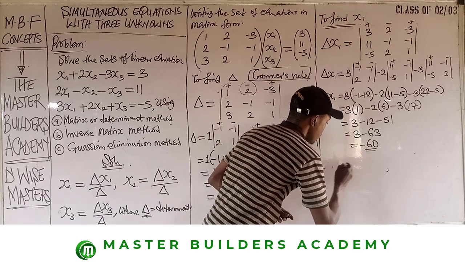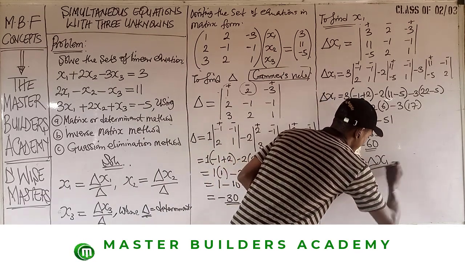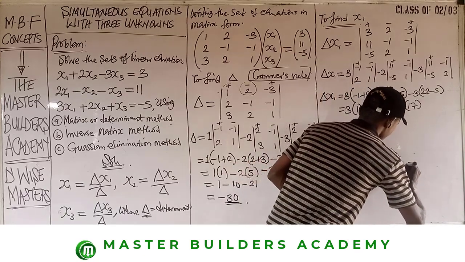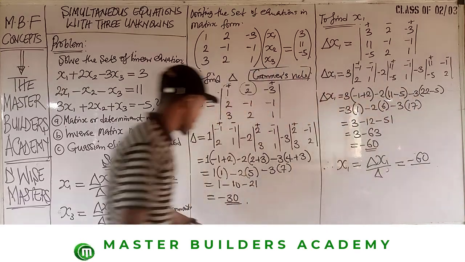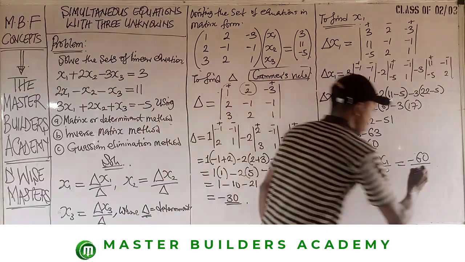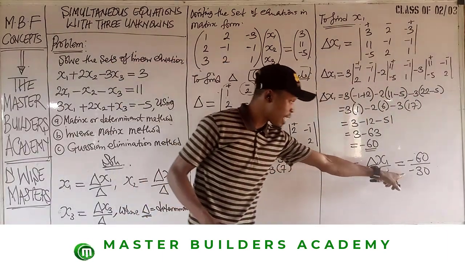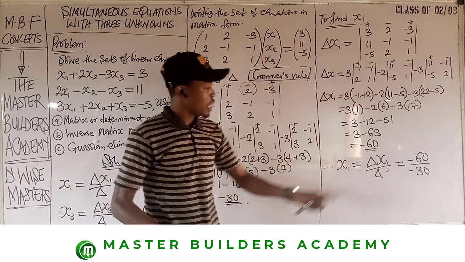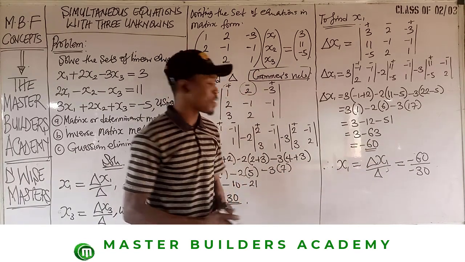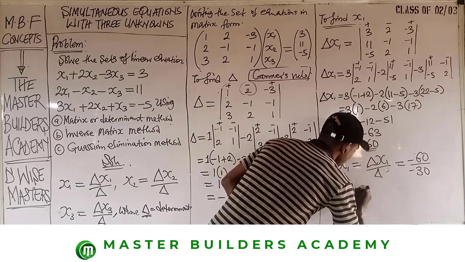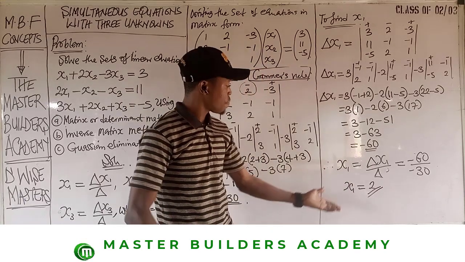Therefore, x1 is equal to minus 60 divided by the answer we have for this other guy, which is minus 30, so put in minus 30 there. Minus divided by minus is plus, and 60 divided by 30 is 2. Is it hard? Not hard at all. Then x1 is equal to 2. We have been able to obtain the value for x1.